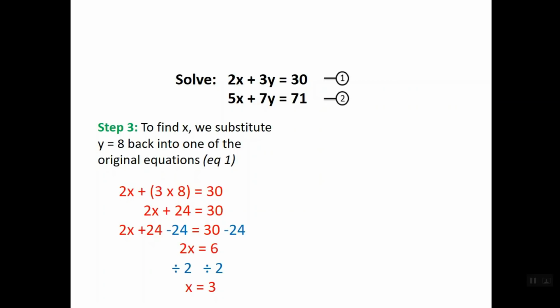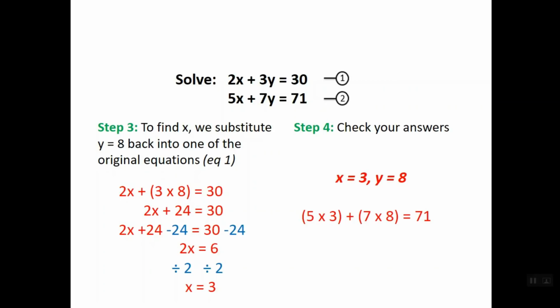And our final step, guys, is just to check our answer. Don't forget to do that step. It's very important. So we agree x is equal to 3, y is equal to 8. I'm going to be using equation 2 to check my answer. So I have 5 times 3 plus 7 times 8 is equal to 71. Again, I'm not really worried about my right hand side, guys. I'm just evaluating my left hand side to see if I get exactly what's on my right.